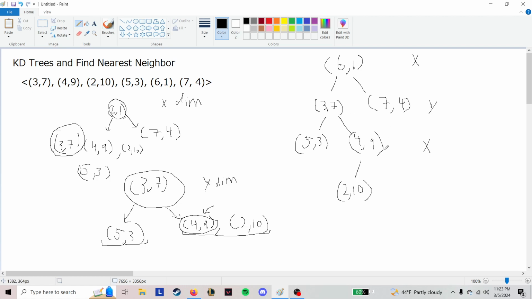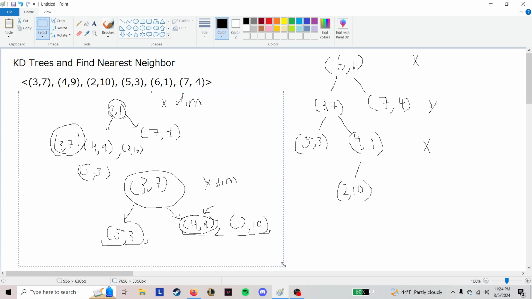And then again, for 4, 9, since now we're back to comparing the x dimension, the right subtree, which is empty, if there were points here, these would all have x coordinate greater than 4. On the left, we only have this 1, 2, 10, and it has x coordinate less than 4, because we're comparing on the x dimension. So yeah, I probably reiterated a lot of stuff, but I just want to make sure that it's clear what we're doing, how we're making the split.